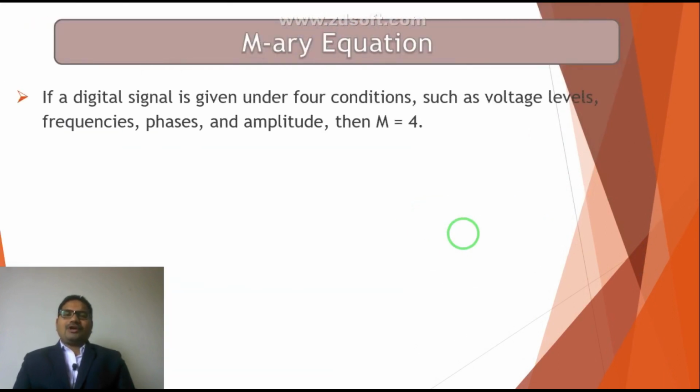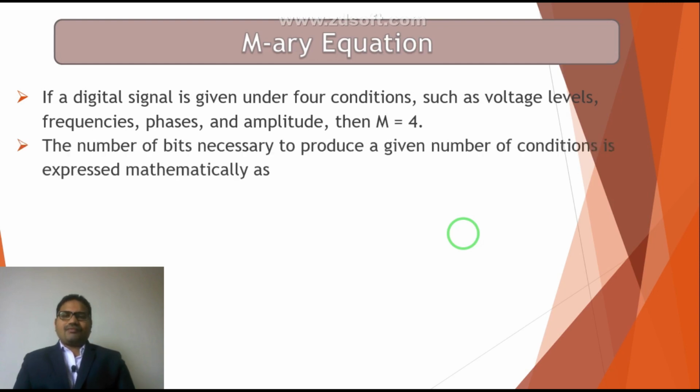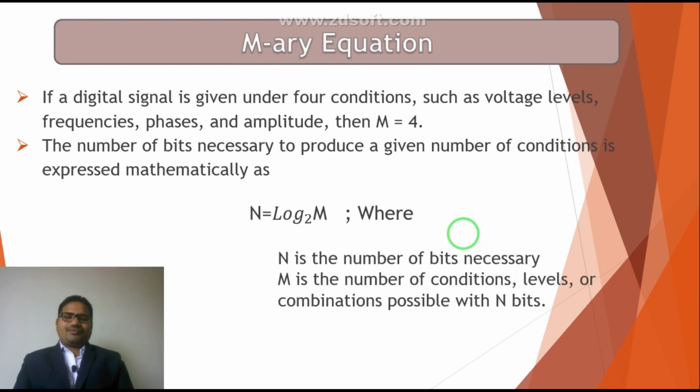Now we are going to see the M-ary equation. If a digital signal is given under 4 conditions, such as voltage level, frequency, amplitude or phase, then M is equal to 4. The number of bits necessary to produce a given number of conditions is expressed mathematically as N is equal to log of M to the base 2, where N is the number of bits required, and M is the number of conditions, levels or combination possibilities with N bits.